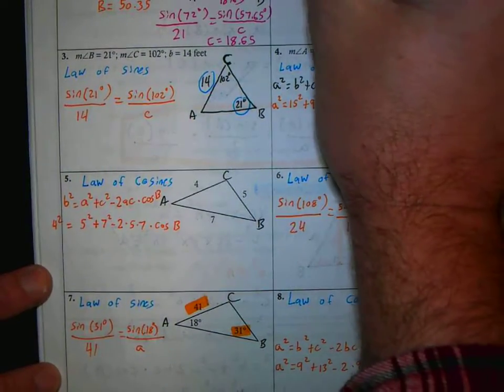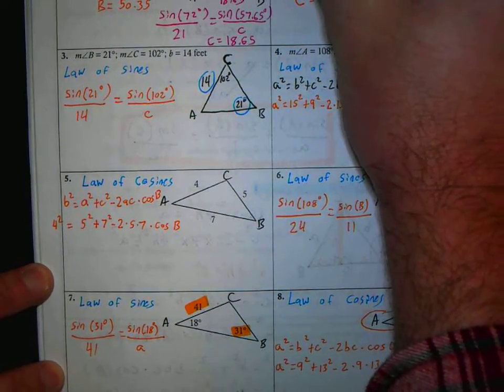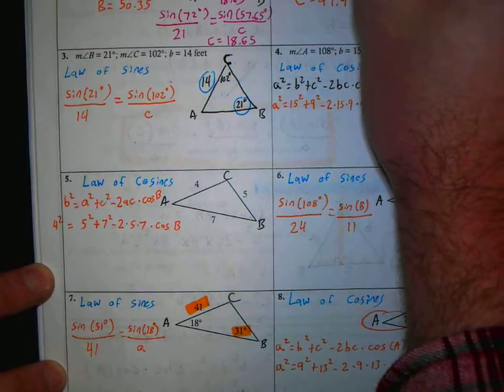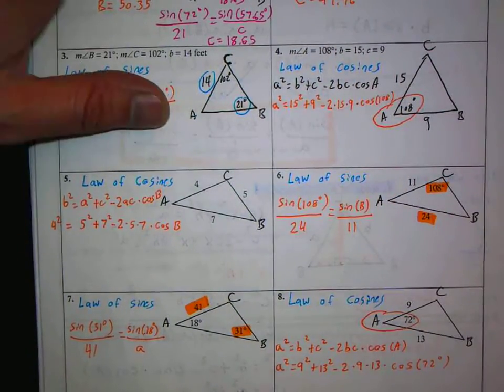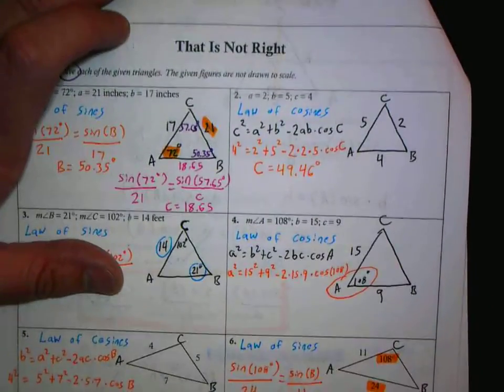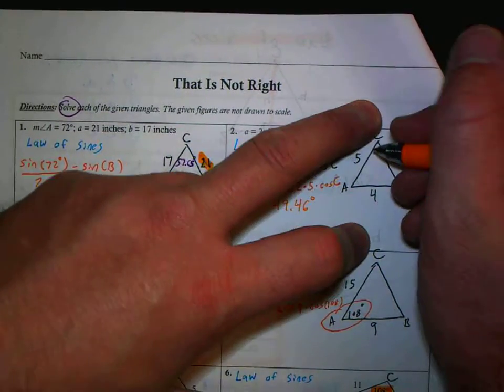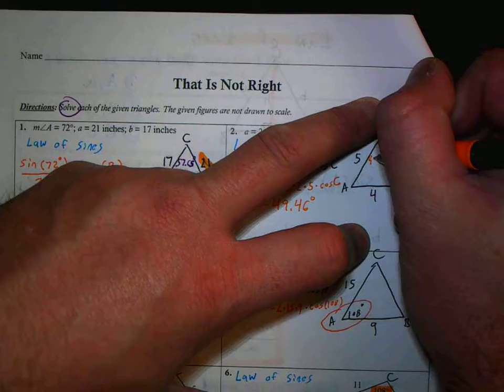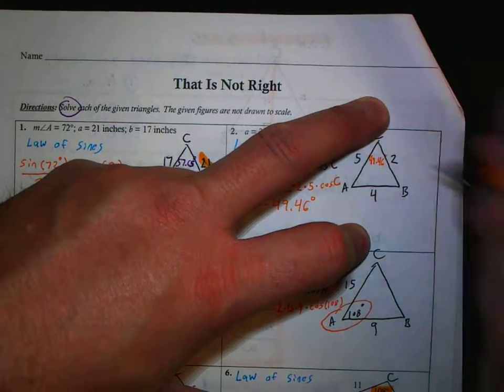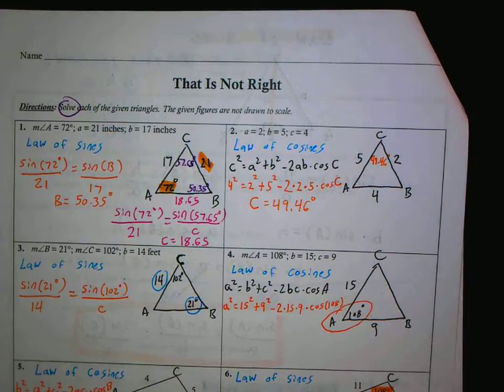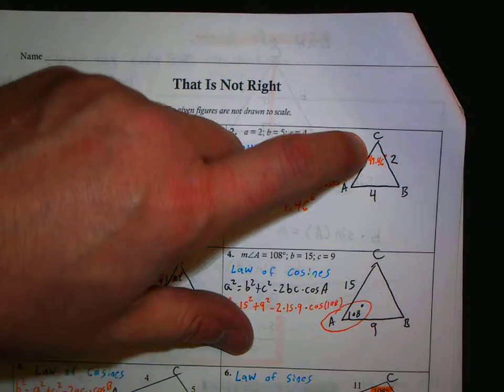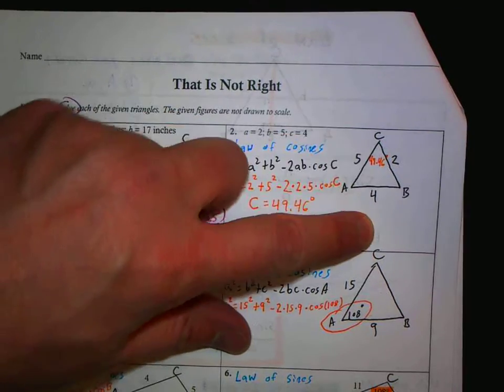So angle C is 49.46 degrees. Sorry. Which means I could go here and put 49.46 degrees. Now you could go through and use law of cosines again. I think you should just use law of sines. But now I'm going to do law of sines with 49.46 over 4.